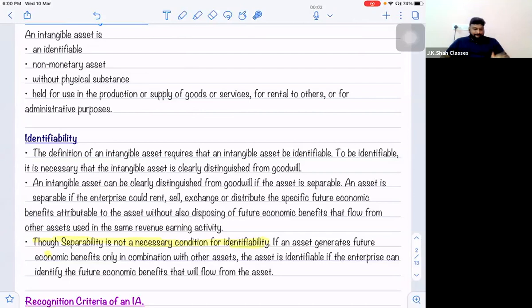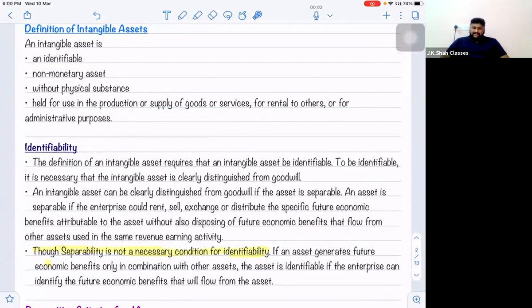As simple as that. So for any asset to be an intangible asset, please put it in the definition of intangible asset and check. Even if the identifiable clause is not fulfilled and the other clauses are fulfilled, it can still be considered as an intangible asset. I hope you get my point. Right? Let us go ahead.